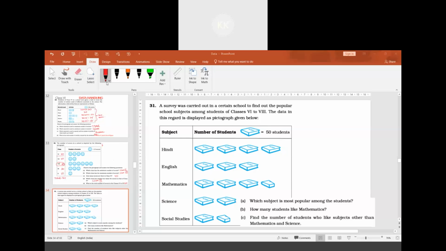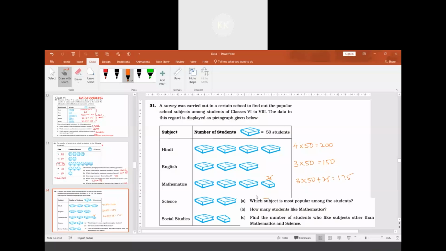For Hindi, there are 4 such books. So it is 4 times 50, 200 are there. For English, there are 3 books of 50. So 150 is the strength. Here there are 3 complete and 1 is. How much is this? Science. This is not exactly half. This is 25. So we will consider this as 3 into 50 plus 25, 175.